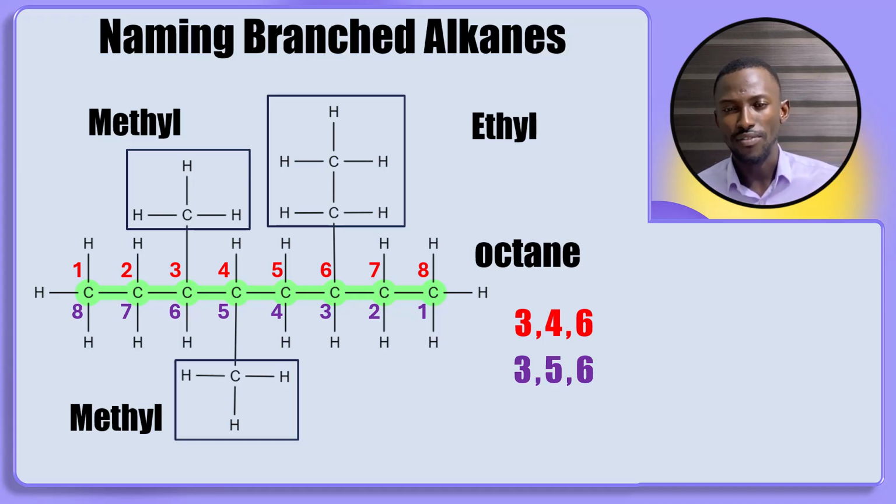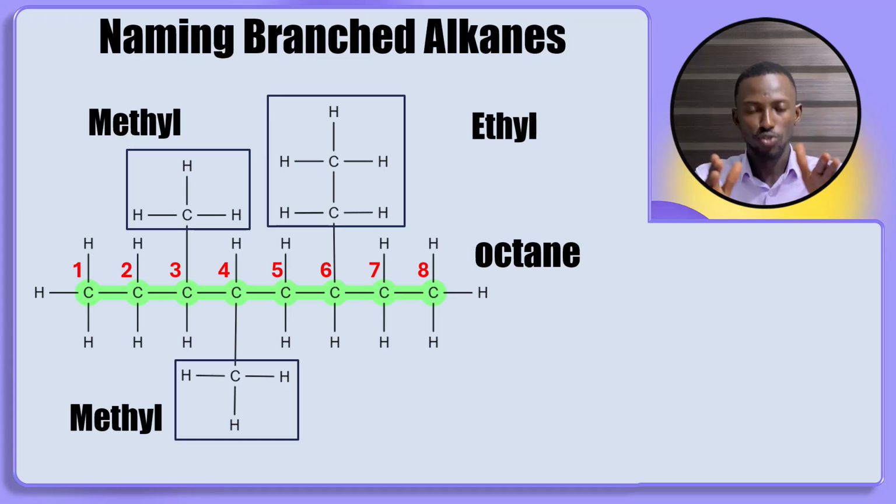Now, which of the numberings do we take? Obviously, we are going to take the red one. This is why. When you add 3 plus 4 plus 6, that gives you 13. But if you add 3 plus 5 plus 6, that gives you 14. And since 13 is smaller than 14, we disregard the purple and focus on the one that gave us the smallest sum of the locations, or the locants. So basically that's it.